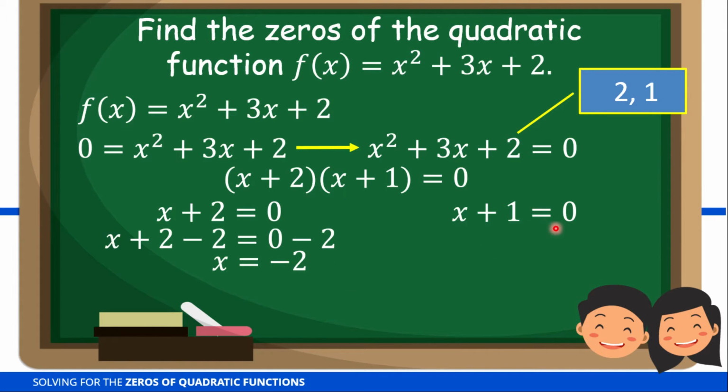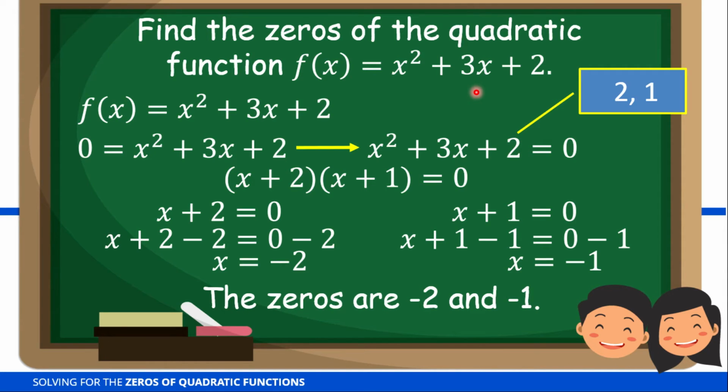Now, we have x plus 1 is equal to 0. Kailangan x lang maiwan sa left side. Again, using addition property of equality. So, mag-add tayo both sides ng negative 1. Okay? So, magiging positive 1 minus 1. This is 0. Maiiwan yung x. Sa kabilang side, nag-add tayo ng negative 1 din. So, 0 minus 1, we have negative 1. So, those are the roots of our quadratic function or yung zeros ng ating quadratic function.